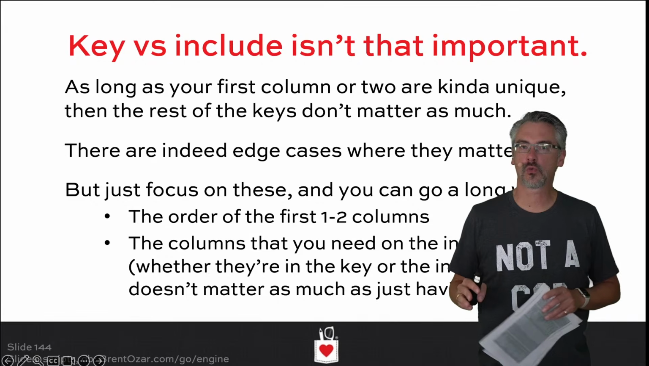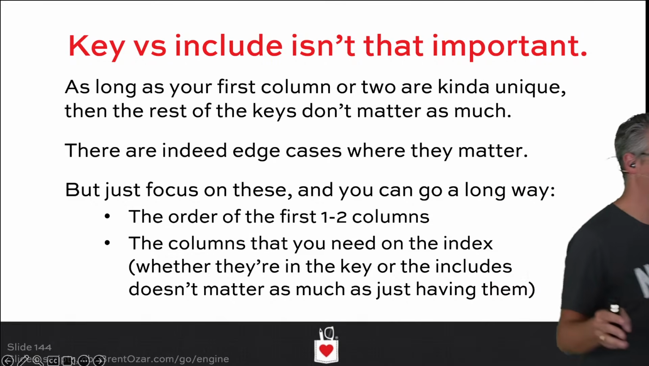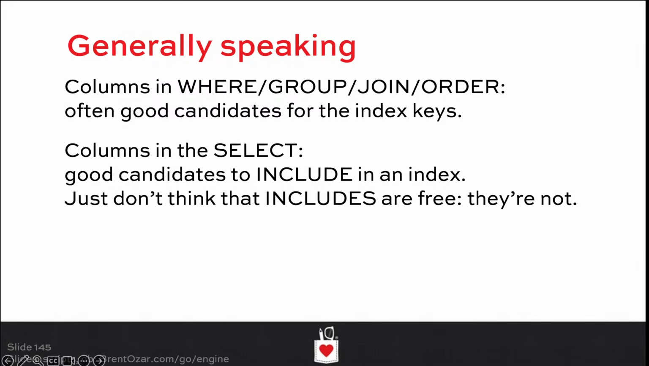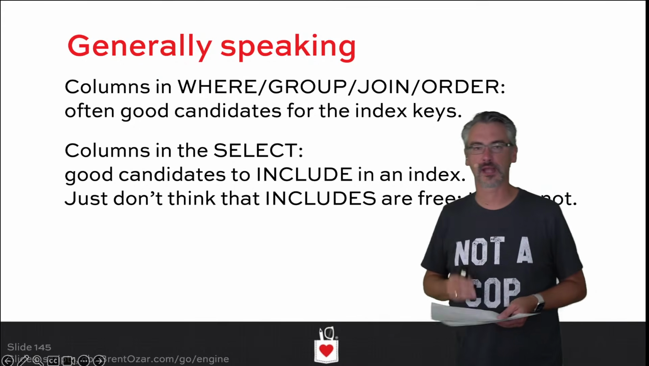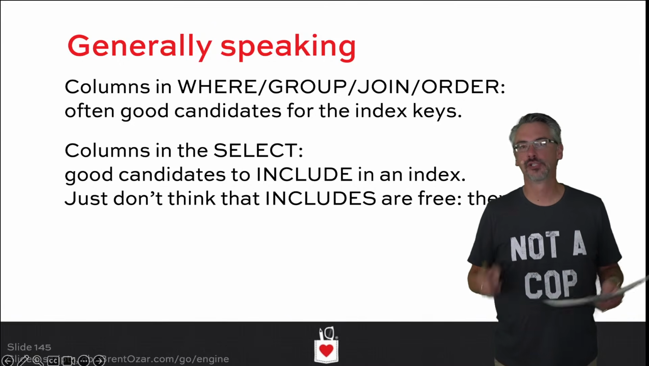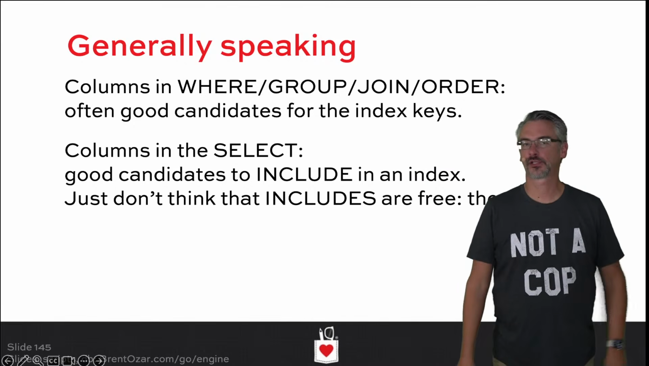You generally don't want to use those non-selective columns as your first columns. Generally, the first couple are very important and they need to be selective. Generally speaking, the columns in your where, your group by, your joins, and your order bys should go first. And as long as they're generally selective, don't sweat it past the first couple of columns.